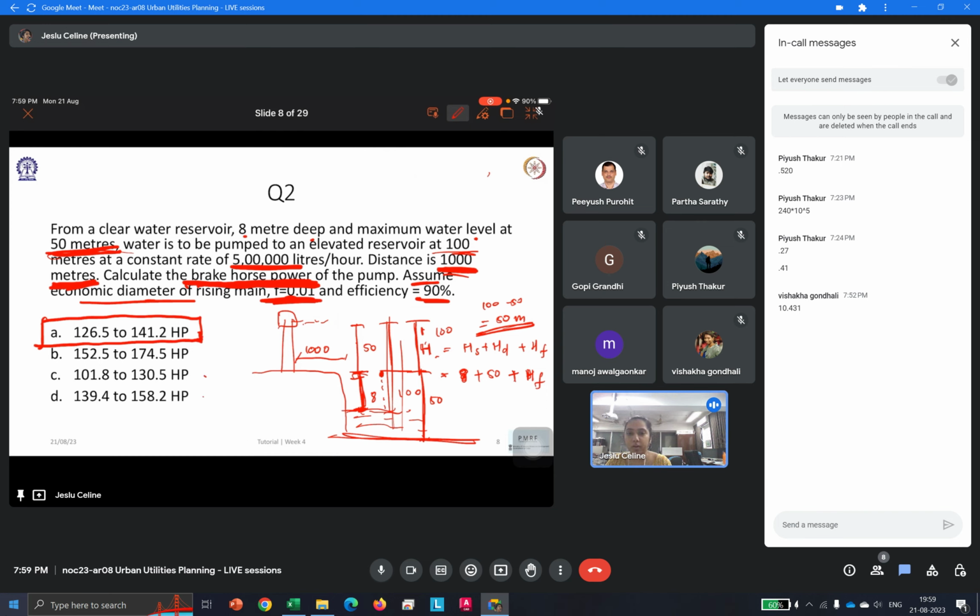So sometimes in your assignment question also, some ranges might be given like this, but because of the assumptions or the rounding off that we are taking, the values might change a bit. So we need to mark the answer which is the closest to the one that we have got. So this is the closest to the one that we have got. So we'll mark 126.5 to 141.2. Right. So any doubts in this particular question?